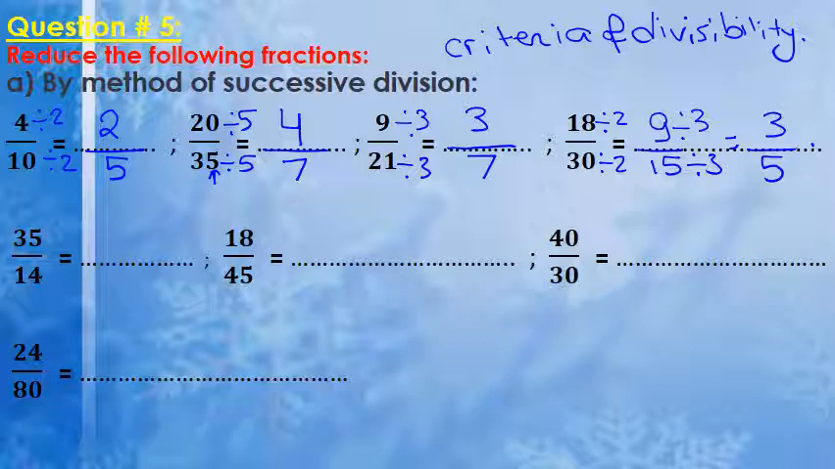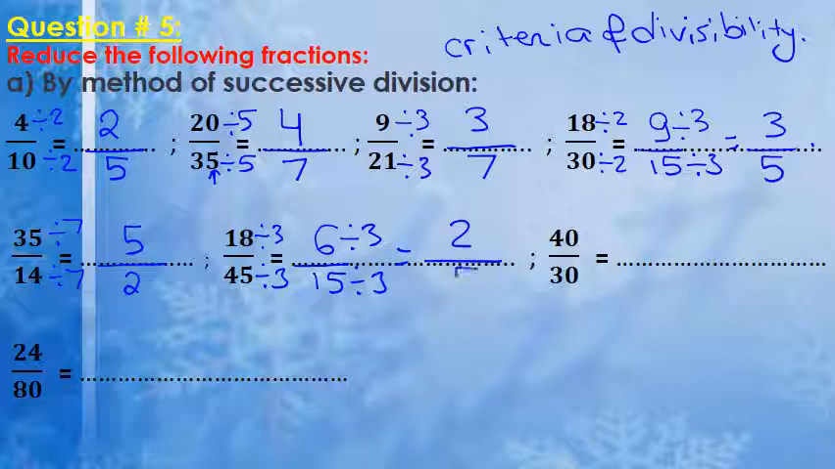35 over 14, this fraction cannot be reduced by 2 or by 3 or by 5. It can be reduced by 7. 35 divided by 7 is 5. 14 divided by 7 is 2. 5 over 2 is an irreducible fraction. 18 over 45. 18 can be divided by 2, but 45 cannot be divided by 2. We can divide up by 3, down by 3. 18 divided by 3 is 6. 45 divided by 3 is 15. 6 over 15, we can also reduce it by 3. 6 divided by 3 is 2, and 15 divided by 3 is 5. 2 over 5 is an irreducible fraction.